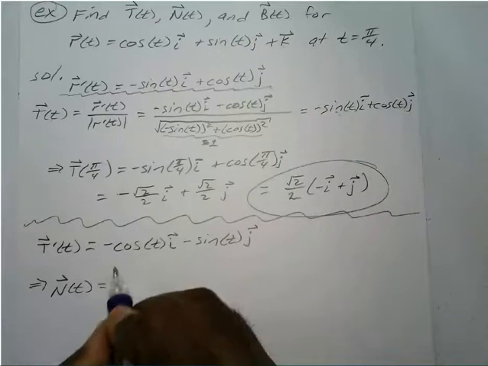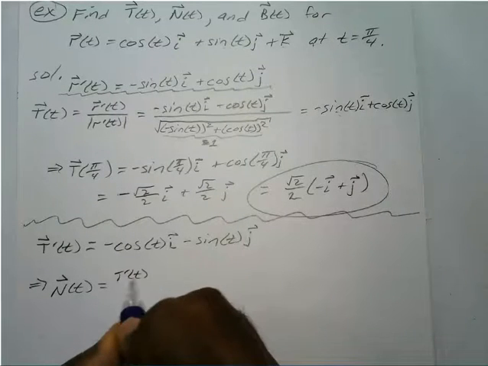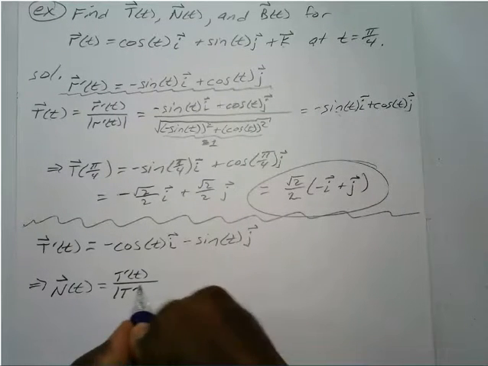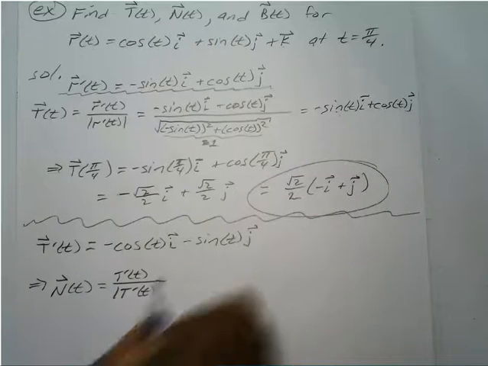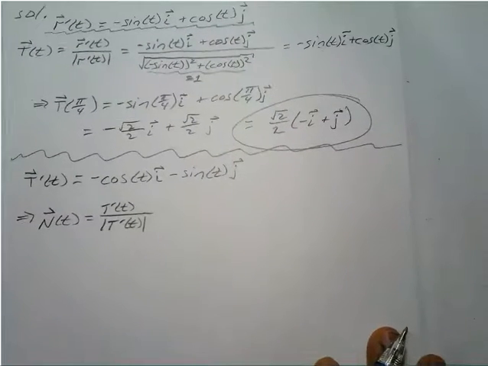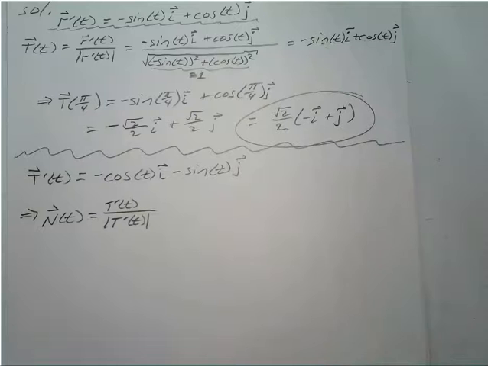Okay, so our normal vector is T prime over the magnitude of T prime. Bring that up a little bit more in case I get engulfed in my math and forget to look at the screen.